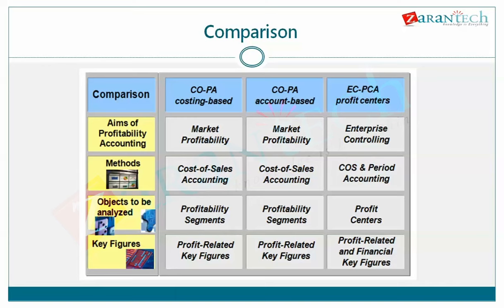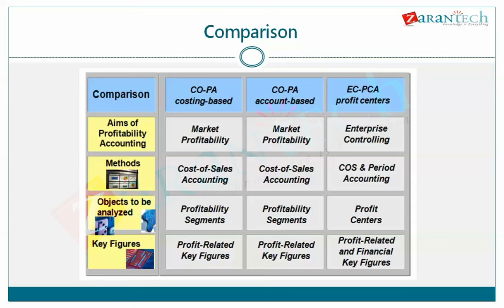Okay, comparison. Now how the same thing gives you different comparative views. This is just a comparative view. Aim of profitability accounting: costing based COPA is market profitability, and profit center is enterprise controlling. So with COPA, account based or cost based, you want to see how you are performing in the market, but for profit center, you want to see how you are performing within the company.